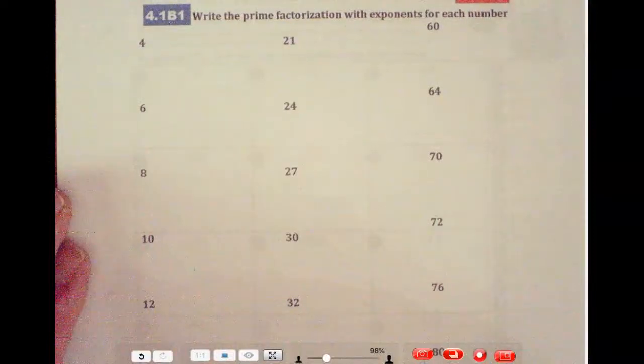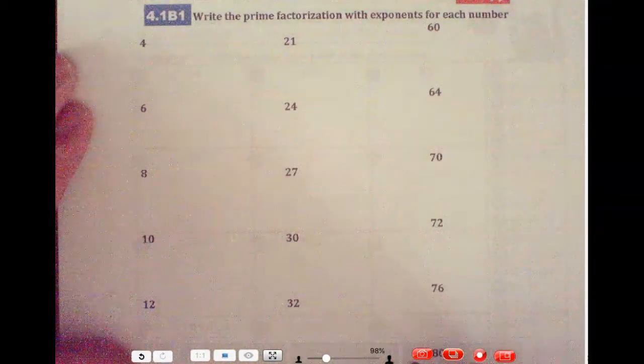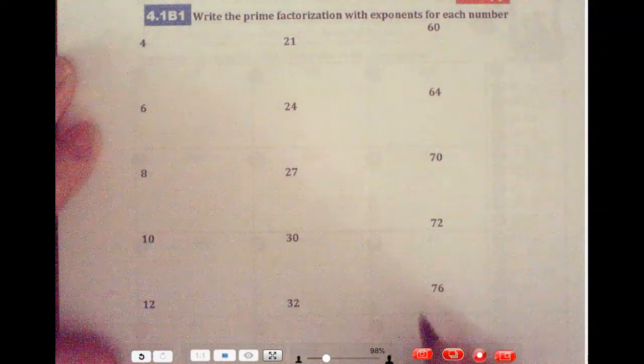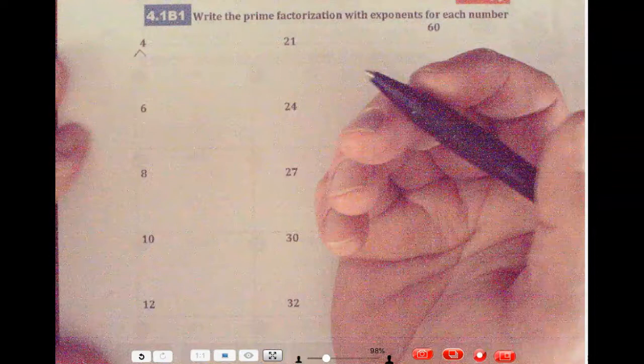Hello, this is a tutorial on 4.1b1, prime factorization. Prime factorization is a tough target. It's one of the toughest ones on the test for this chapter. All you do is you break down a number into a string of primes.